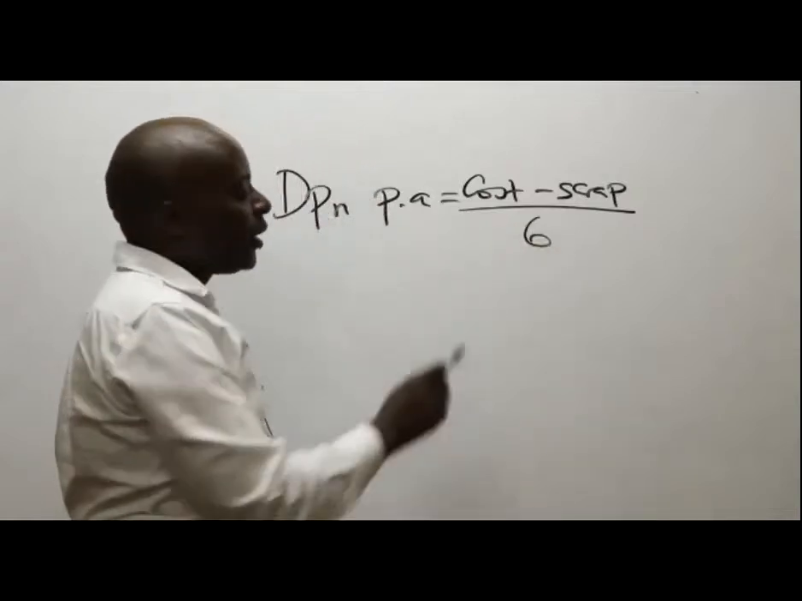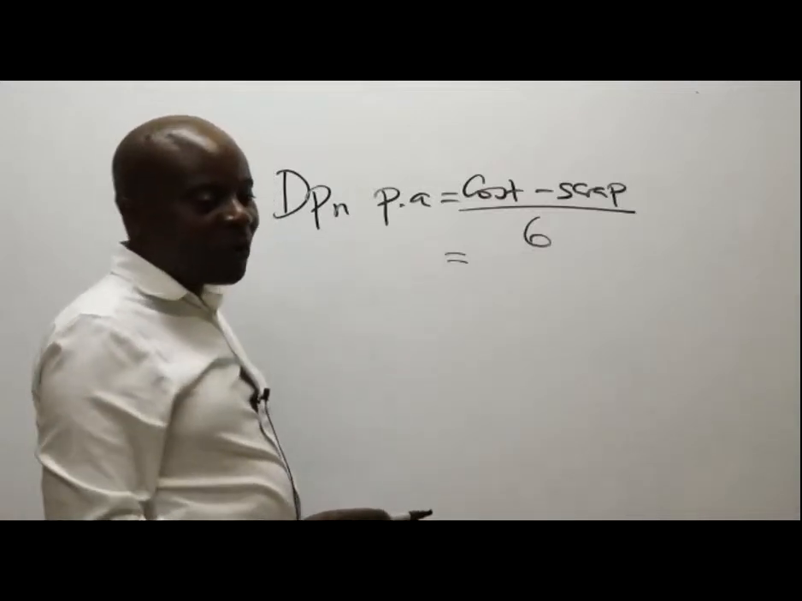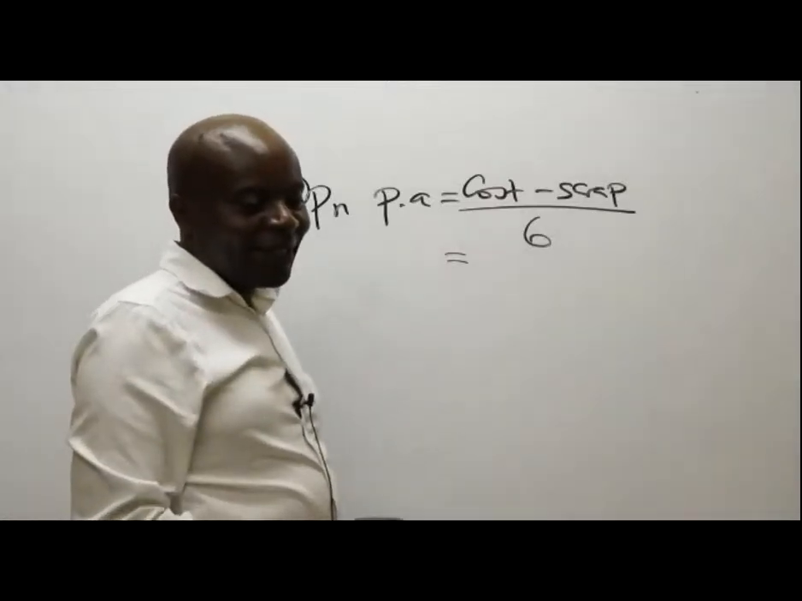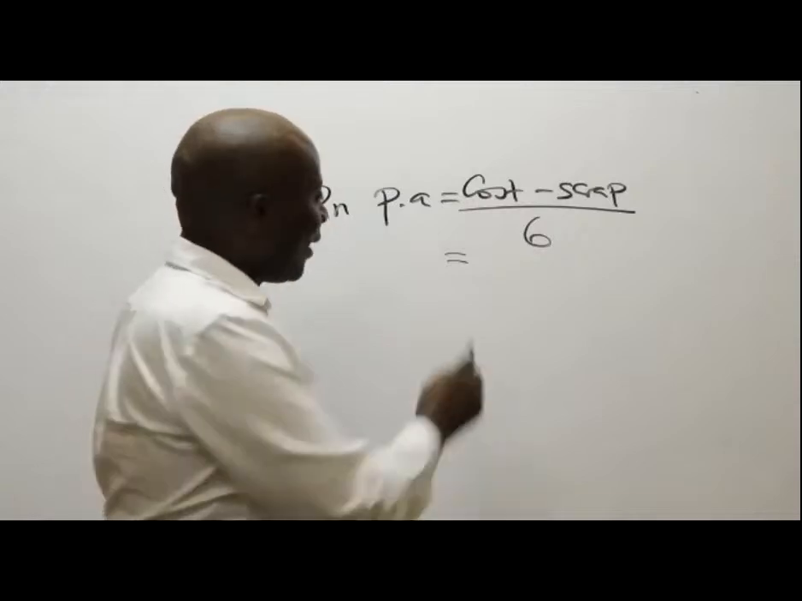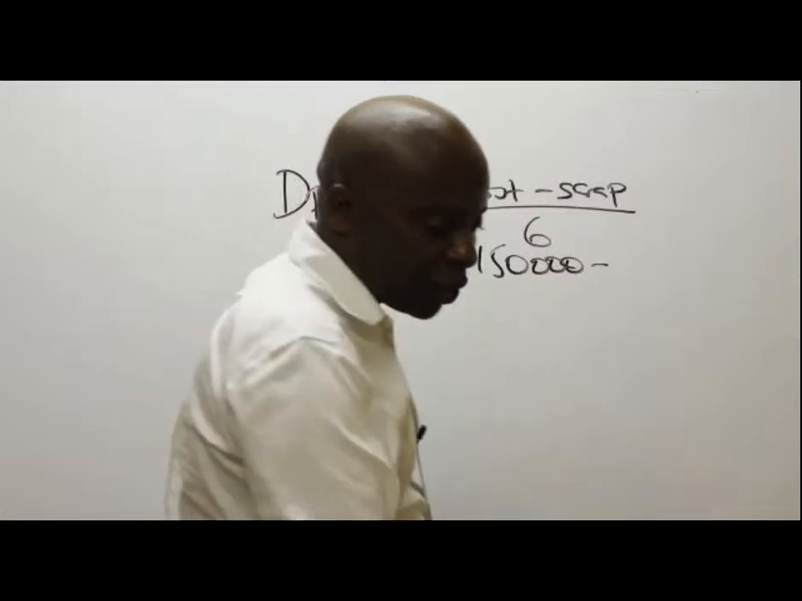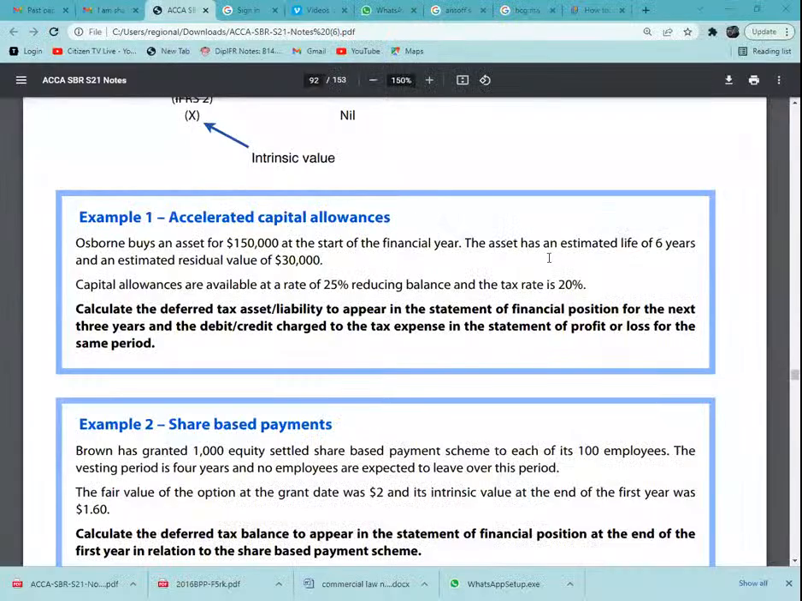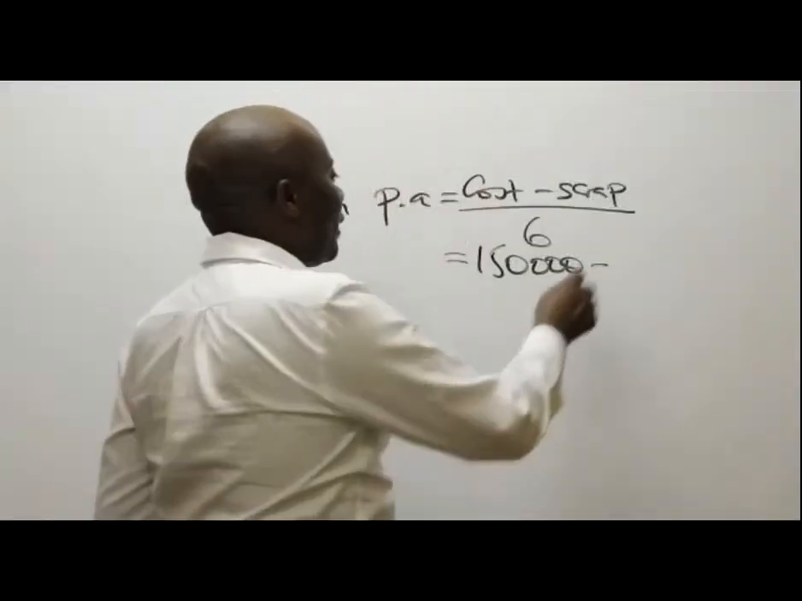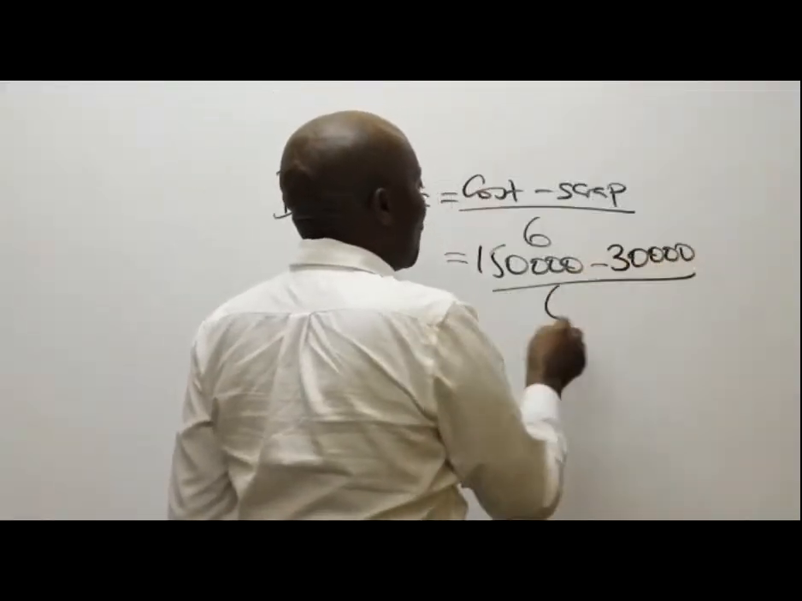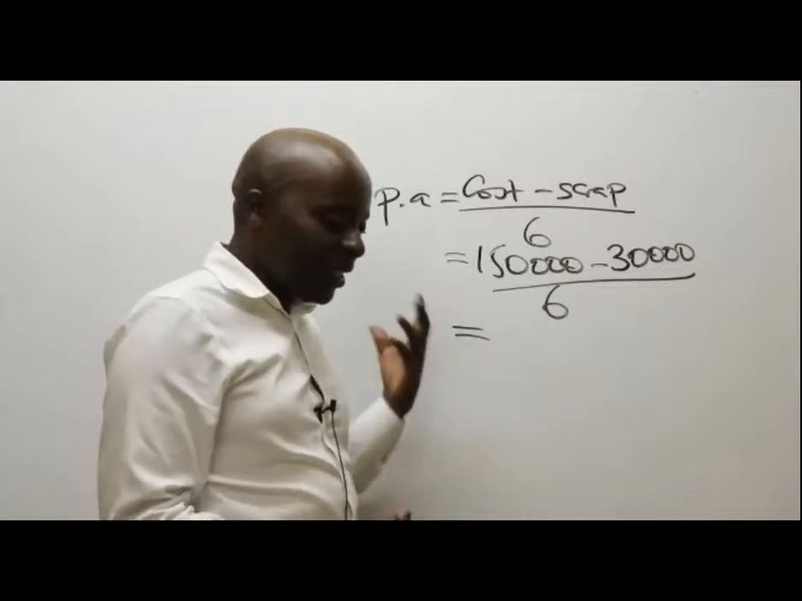6. So in this question, ladies and gentlemen, what is the cost of this asset? 150,000. Thank you very much. What is the scrap value? Has the examiner given us a scrap value? Yes, he has said the estimated life is 6 years and an estimated residual value of 30,000. So minus 30,000, and then everything divided by 6 years. Quite an easy thing. This is a low-hanging fruit. I would have harvested this yesterday, not even today.